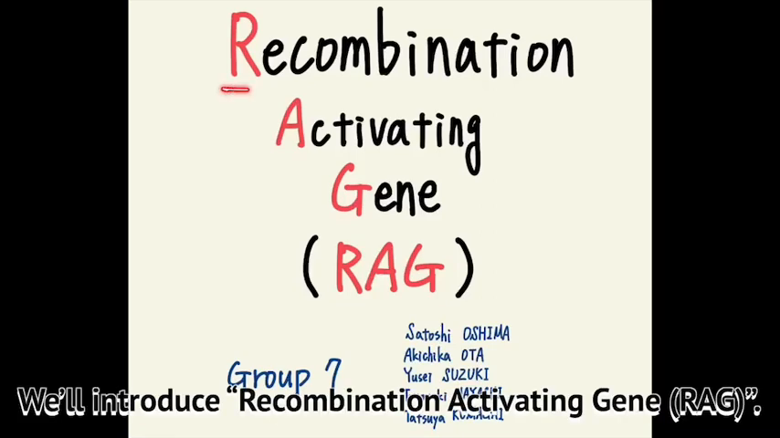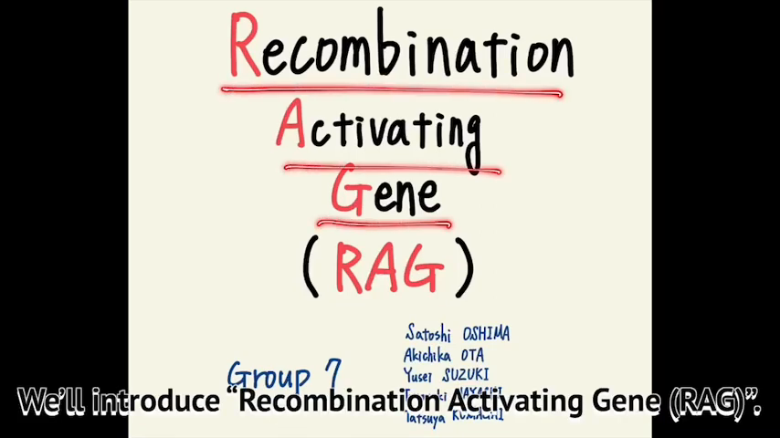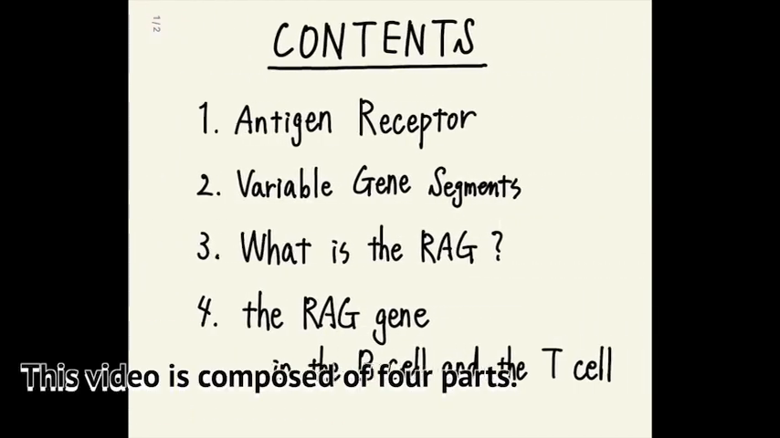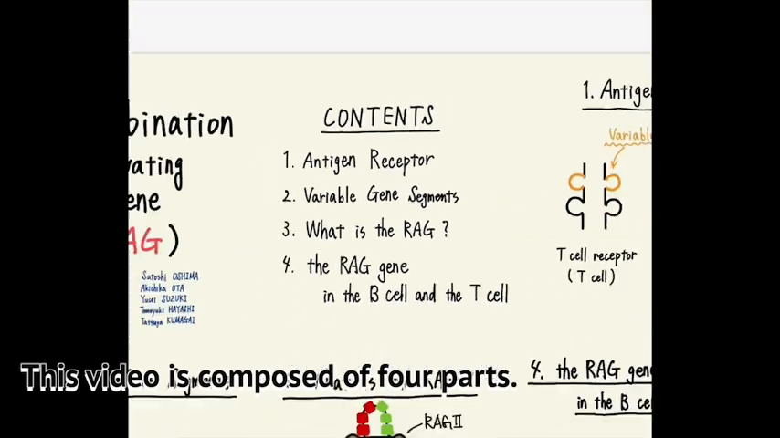We'll introduce recombination activating gene, RAG. This gene contributes to the diversity when recognizing antigens in the B cell and the T cell. This video is composed of 4 parts.